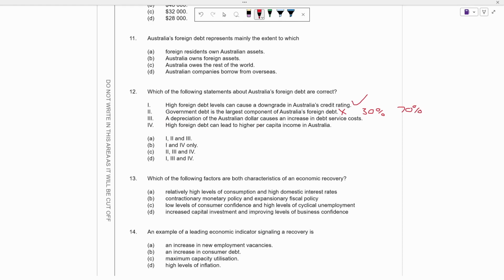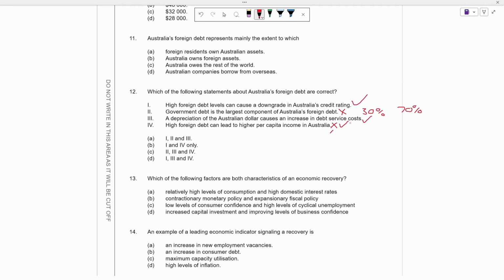3. A depreciation of the Australian dollar causes an increase in debt service costs. This is true, as for loans that are denominated in foreign currencies, like the USD or yen, a depreciation of the Australian dollar would mean we would have to pay more on our interest repayments, therefore increasing our debt service costs. 4. High foreign debt can lead to higher per capita income in Australia. So the answer key says this is true or not true. It could be any. Now let's go through why it's not true. Well, if we have higher foreign debt, that would mean we would have to pay interest overseas to foreign investors, which would decrease our per capita income.